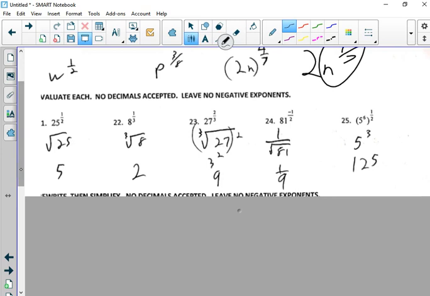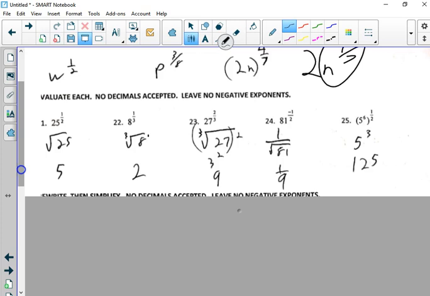Okay, 25 to the 1/2, like we already said, is the square root of 25, which simplifies to 5. 1/3 means the cube root of 8. Cube root of 8 is 2. 2 times 2 times 2 is 8.